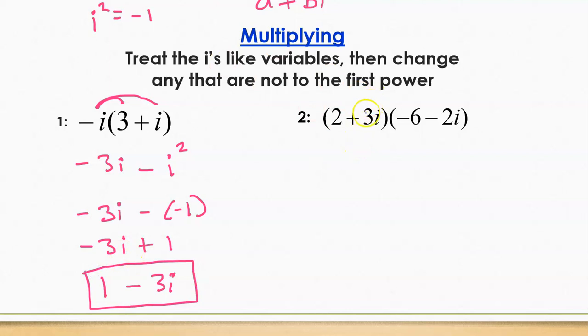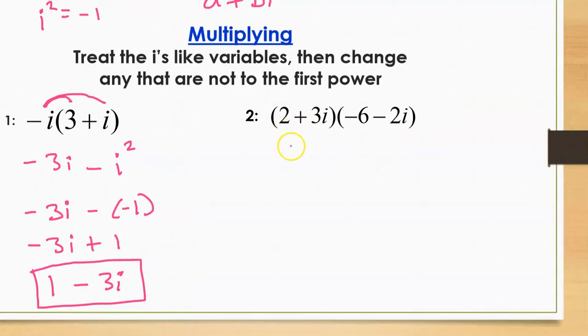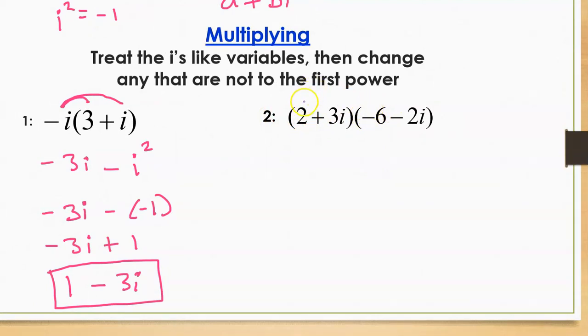Okay, looking at problem number 2. We need to FOIL this or double distribute, whatever you want to call it. So for example, if I distribute the 2, then that's going to give me -12 and then -4i. And then if I distribute the 3i, that's going to give me -18i and -6i squared. Watch out for that i squared.